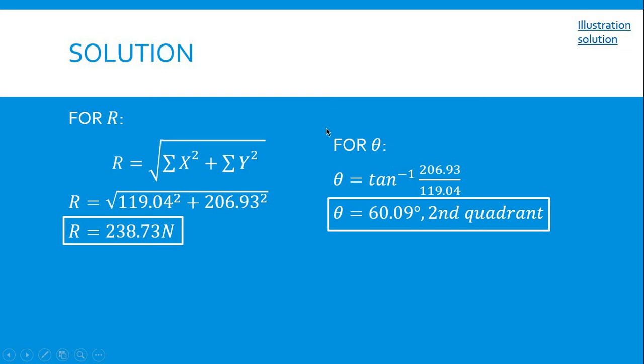So for solving the angle of inclination, the formula is the angle of inclination is equal to cotangent of the summation of y over the summation of x. By substituting, the angle of inclination is equal to cotangent of 206.93 over 119.04. So we get a total of 60.09 degrees, which is located in the second quadrant.